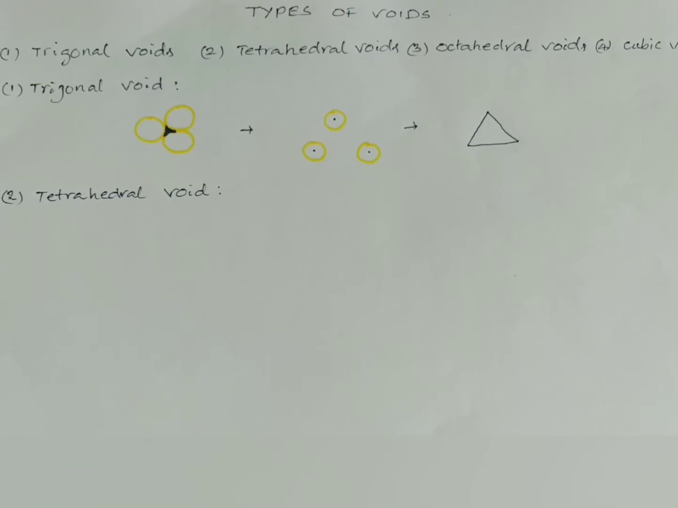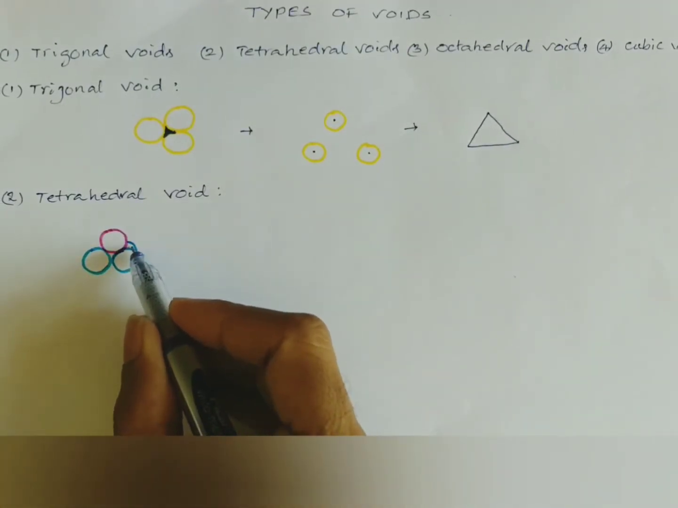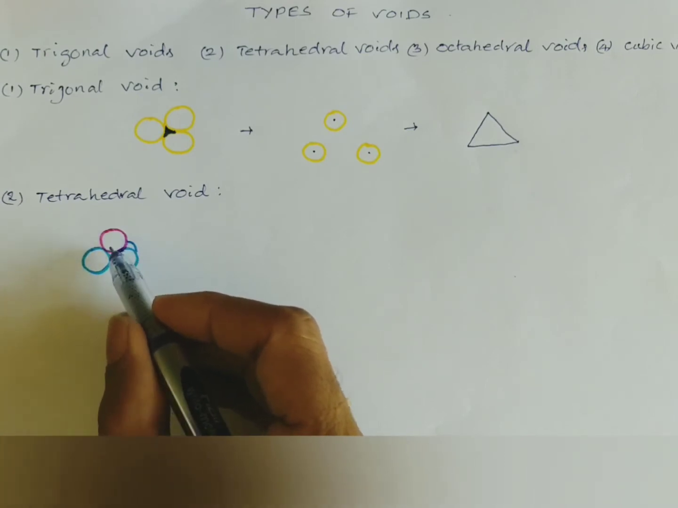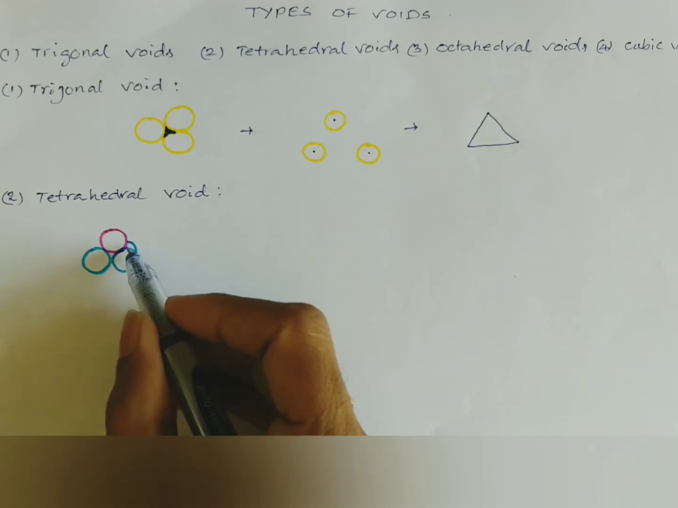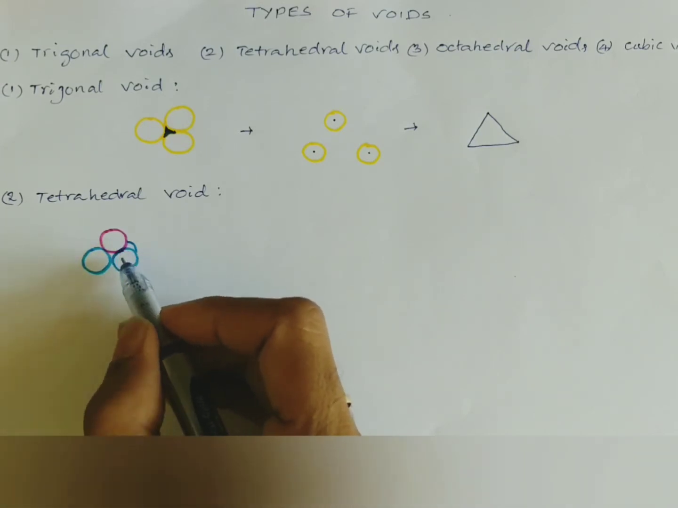Tetrahedral void is formed by four spheres. A planar triangle of spheres capped by another sphere forms a tetrahedral void. These are the three atoms lying in a single plane. They belong to one layer, and this is the other atom that is sitting in the triangular void that is created by the three atoms present in the first layer. So this is known as tetrahedral void.